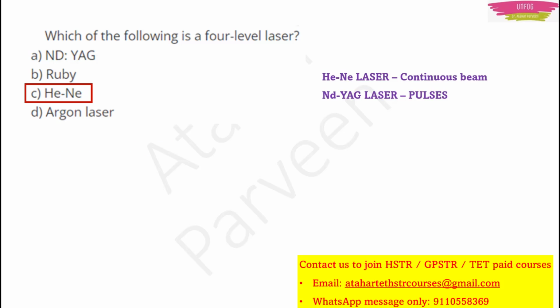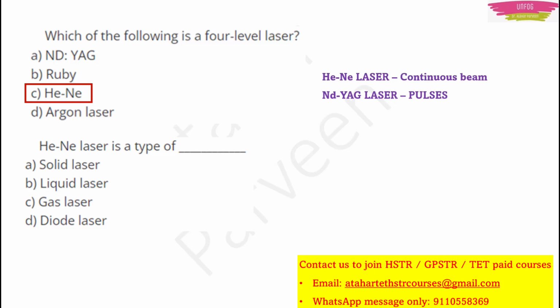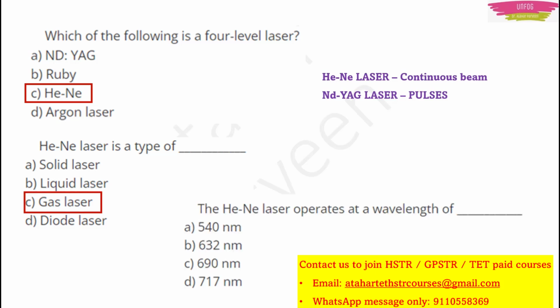Next question is, helium-neon laser is a type of, of course, gas laser. Next question, the helium-neon laser operates at a wavelength of, yes, it is 632 nanometer. You have to remember this value.